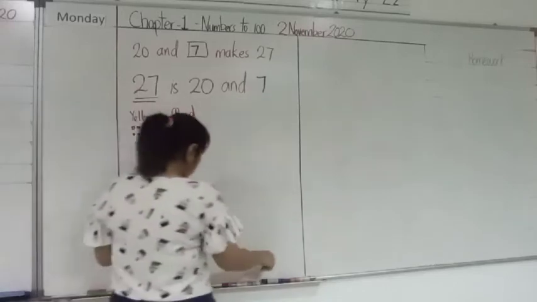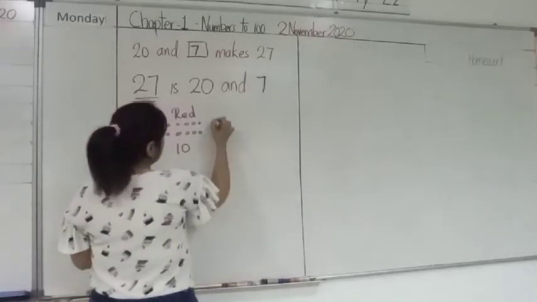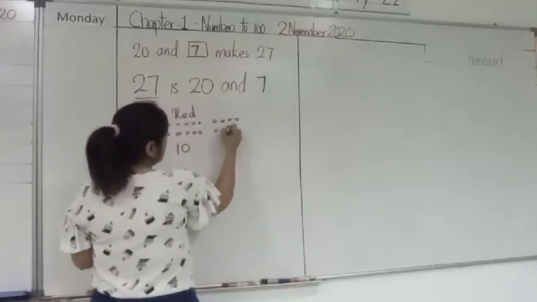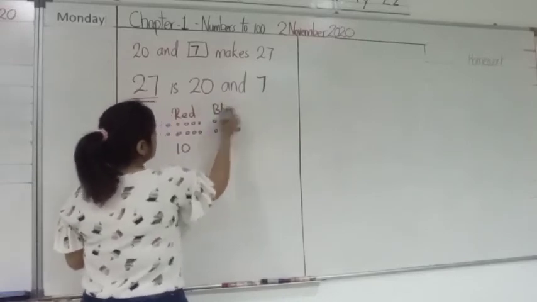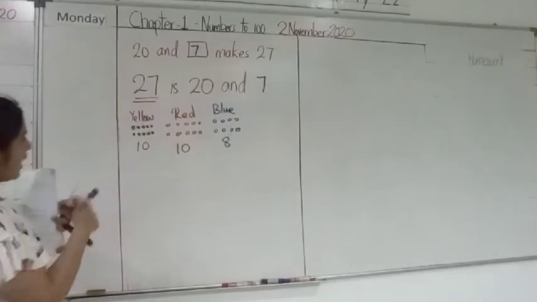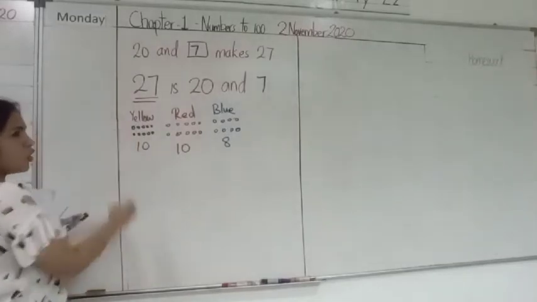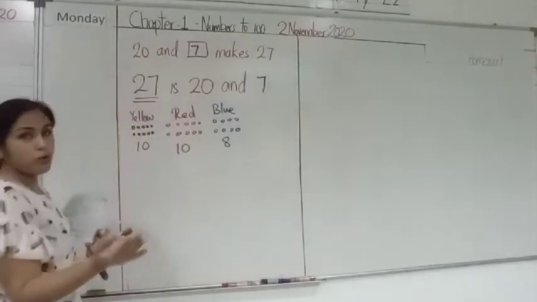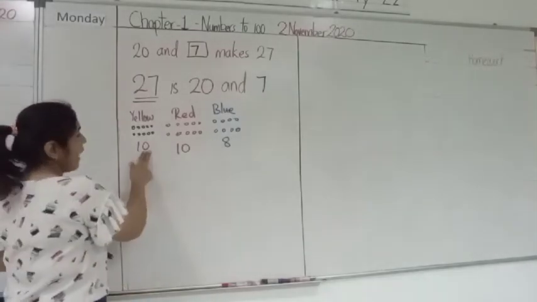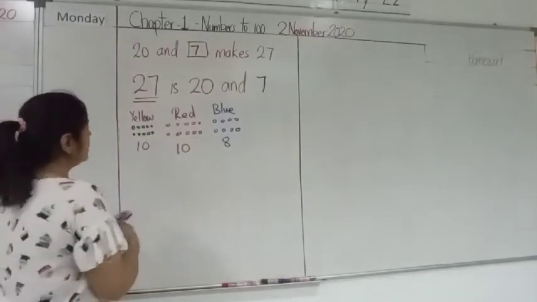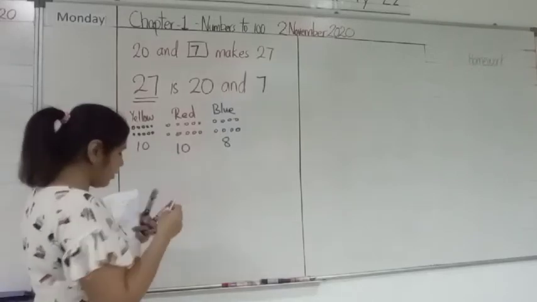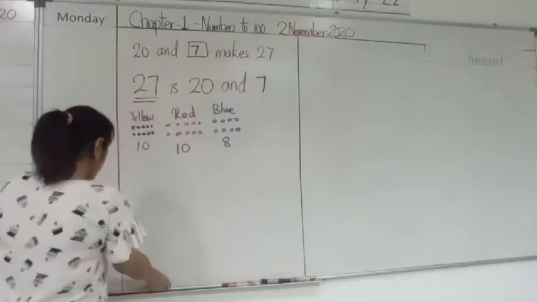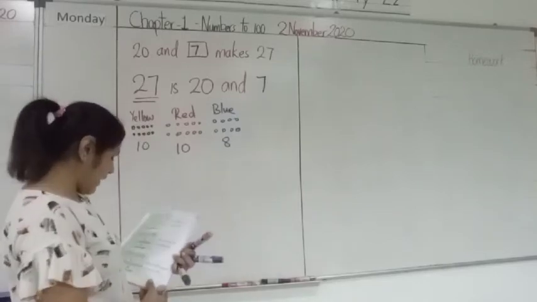Then below the blue buttons, write down 8. The reason I'm writing the color is because I don't have yellow color markers. So I've written yellow. I think you all know by now. So the main part here is you've got to write 10, 10, 8 below the buttons. Write down 10, 10 and 8.